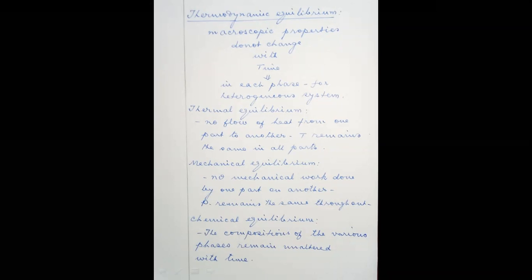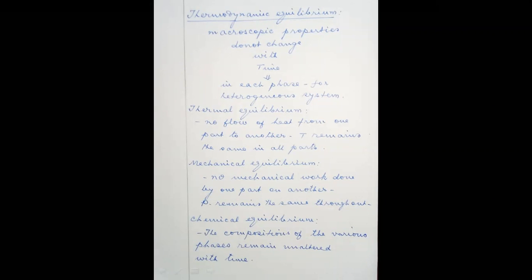Mechanical equilibrium means no mechanical work is done by one part of the system on another part, where the pressure remains the same throughout. Chemical equilibrium means the composition of the various phases remain unaltered with the time.